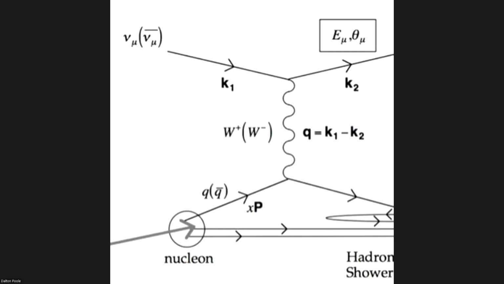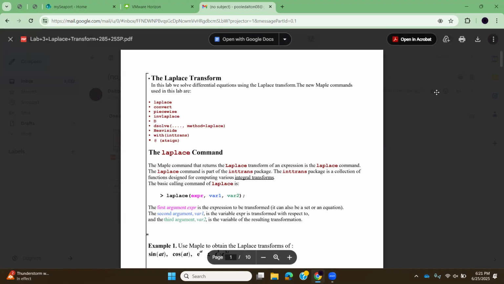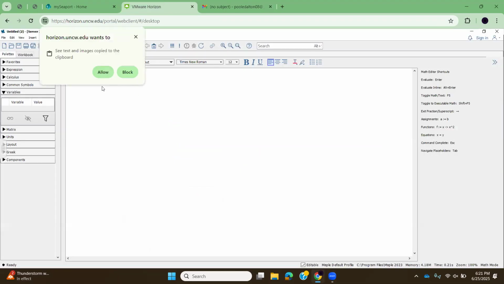Okay, let's go ahead and get going. So, go ahead and share my screen. Okay, so just jump right into it. Basically, we're just gonna go right in. I got Maple pulled up here.